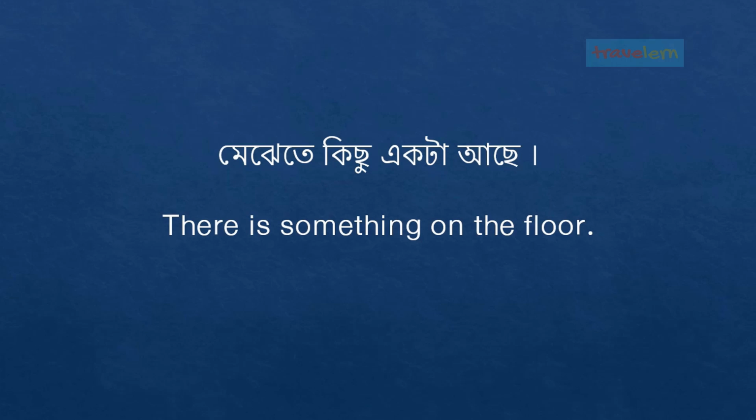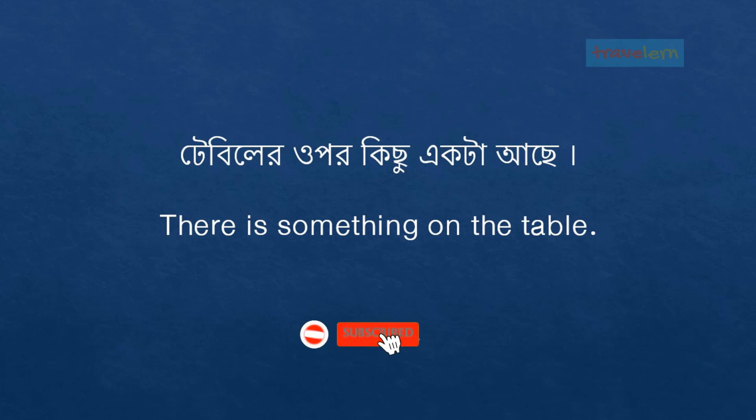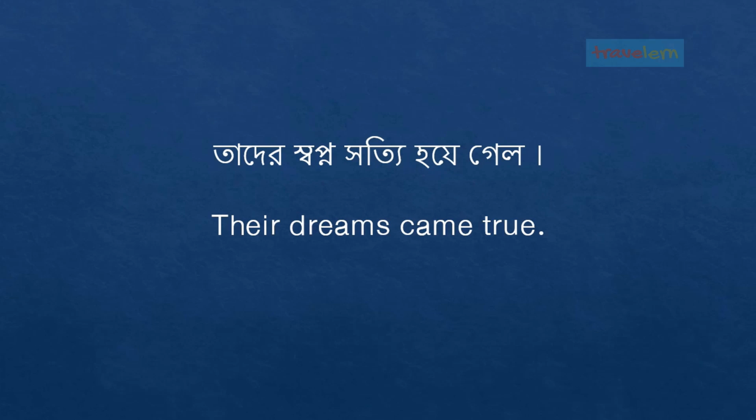মেঝেতে কিছু একটা আছে। There is something on the floor. টেবিলের ওপর কিছু একটা আছে। There is something on the table. তাদের স্বপ্ন সত্যি হয়ে গেল। Their dreams came true.